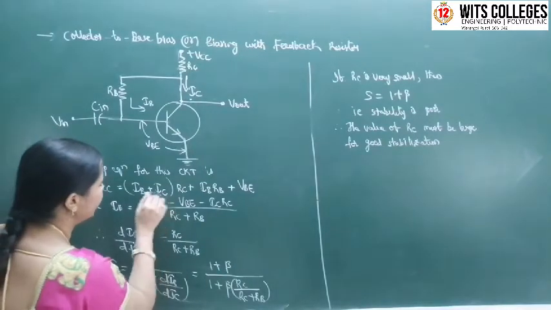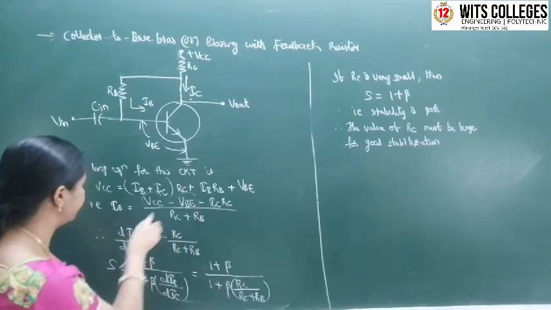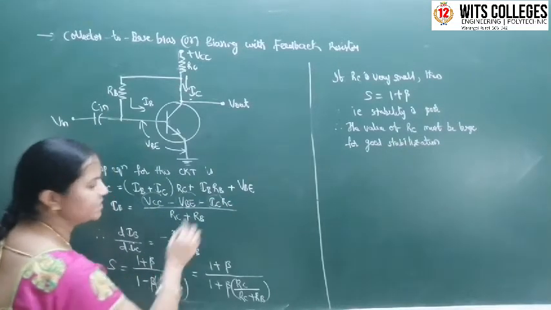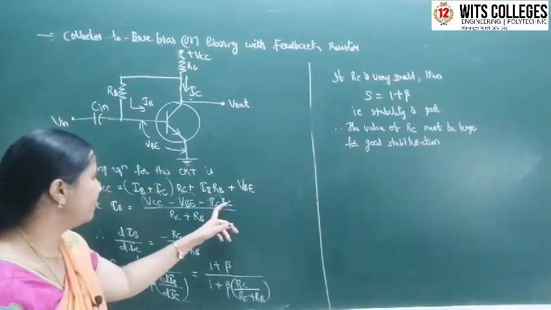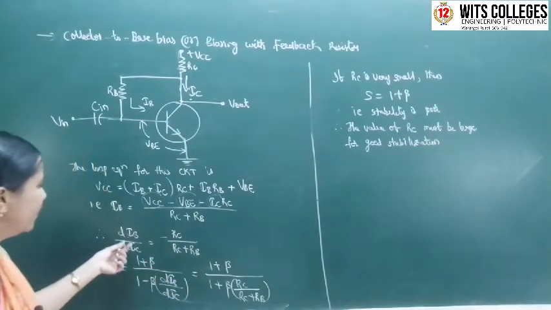Okay? This value will be equal to 0, this value will be equal to 0. If you differentiate these two with respect to IC, this will be equal to 0, and dIC by dIC means you will get 1, and finally you will get minus RC by RC plus RB. This is the value of dIB by dIC.